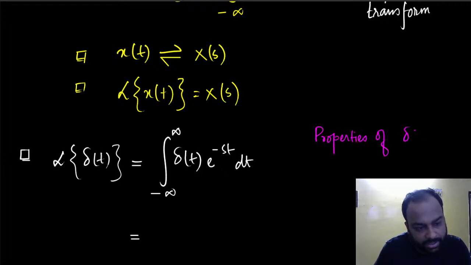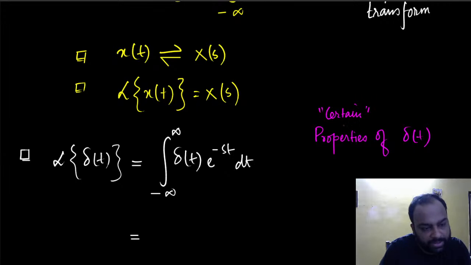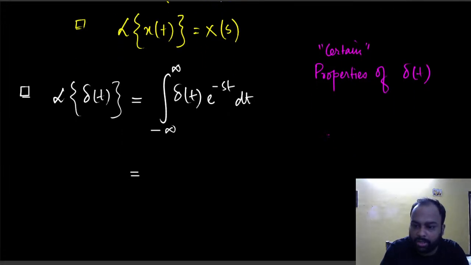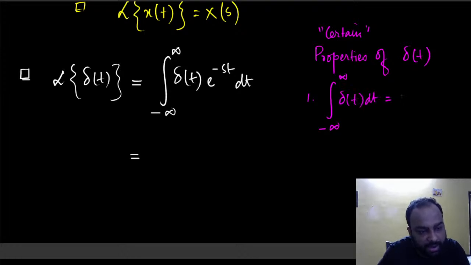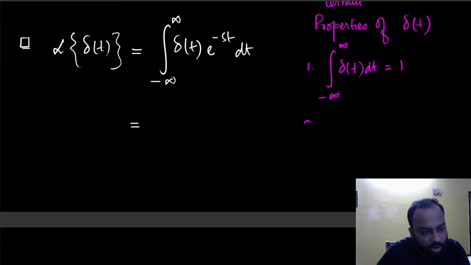Properties of delta t, or rather certain properties of delta t. So not all the properties. Yeah, so one of the properties is that, of course, if you integrate the function from minus infinity to plus infinity, that gives you 1. Actually, we proved all of this.